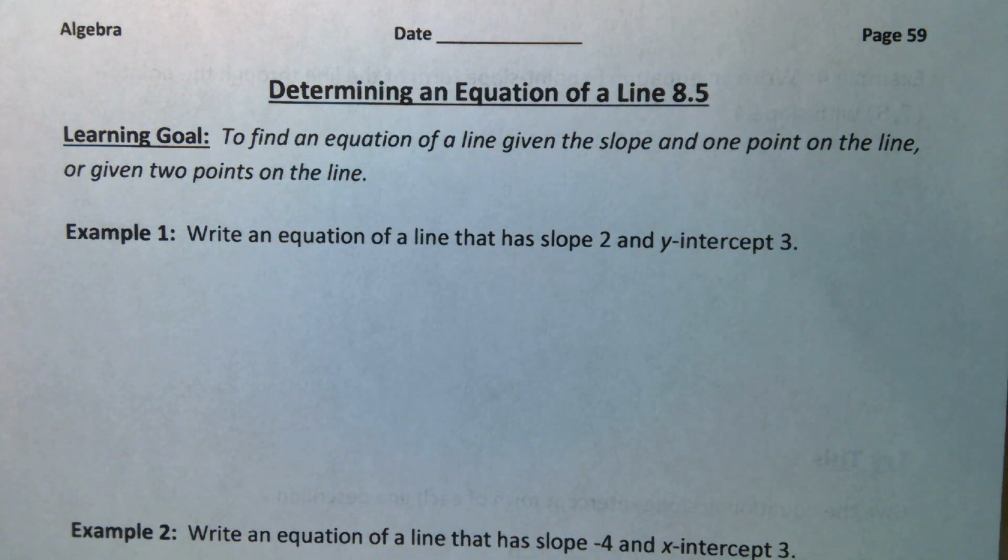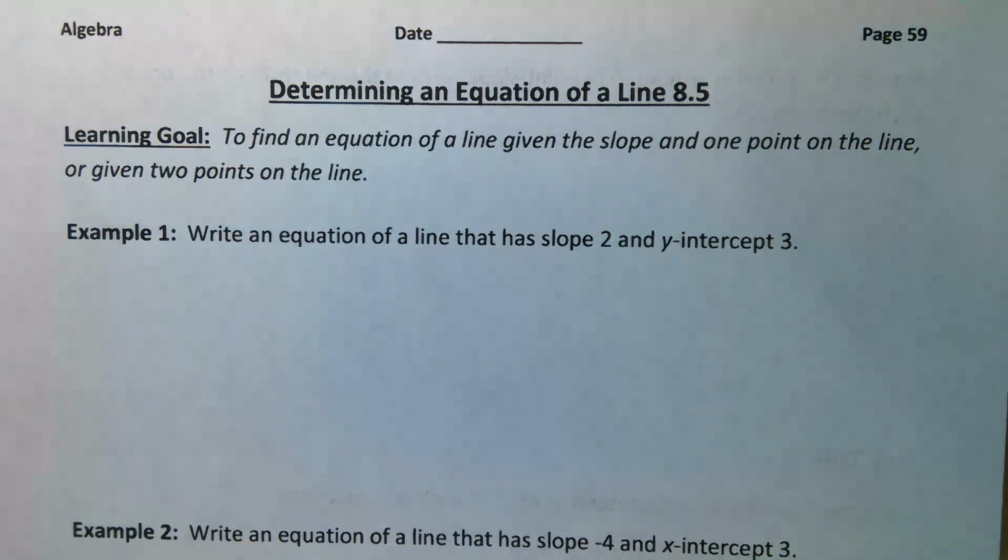Okay, in today's lesson, we are going to look at determining an equation of a line. And we're going to find the equation of a line given the slope and 1 point on the line, or given just 2 points on the line. So let's look at our first example here.